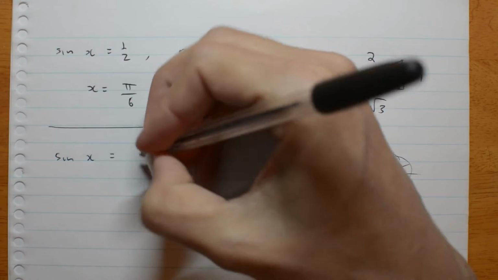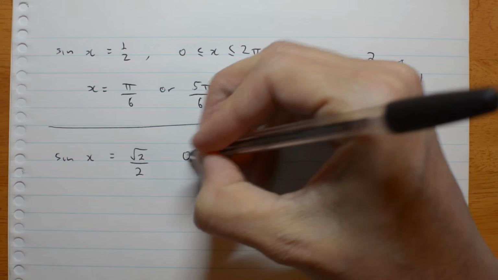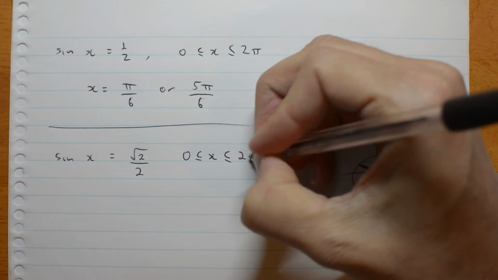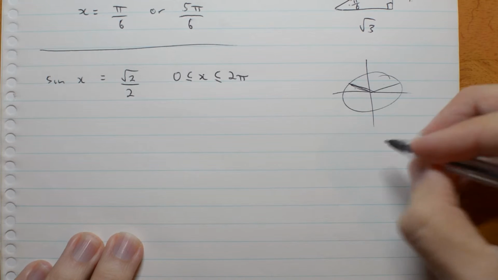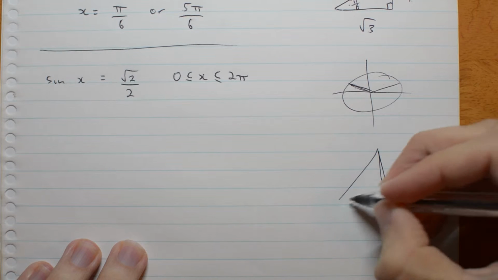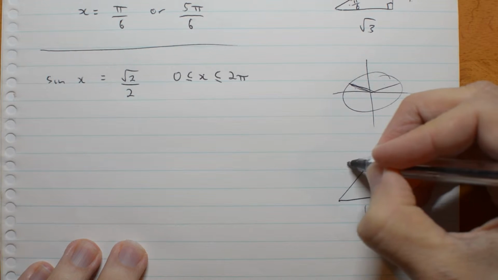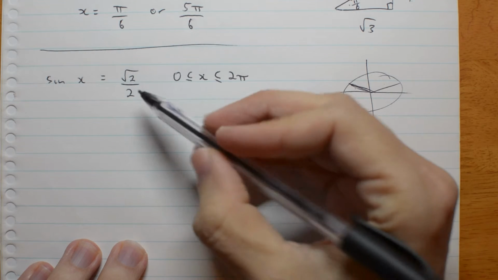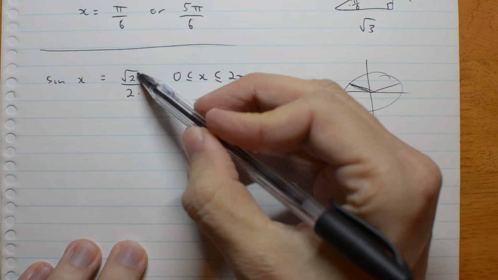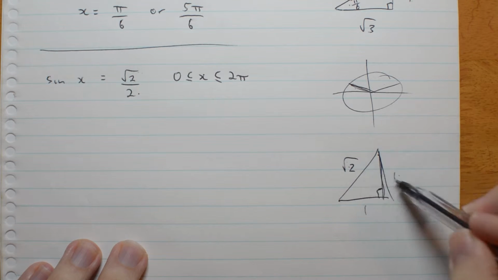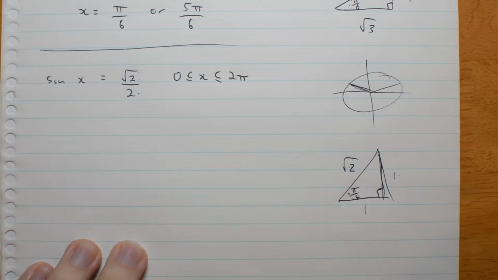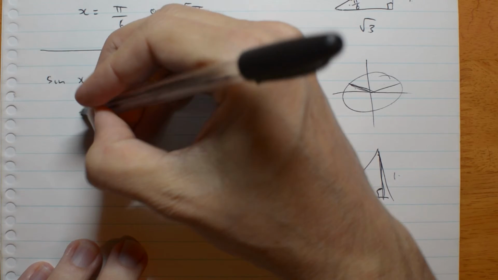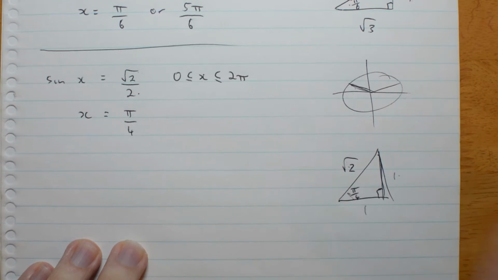Sine x equals root 2 on 2, again between 0 and 2 pi. So root 2 on 2 comes from a different special triangle. Root 2 on 2 is this triangle. It's really 1 over root 2. Remember, it's been rationalised. 1 over root 2 is root 2 on 2. 1 over root 2 is 45 degrees, but in radians, that's pi on 4. So that means x here is pi on 4.